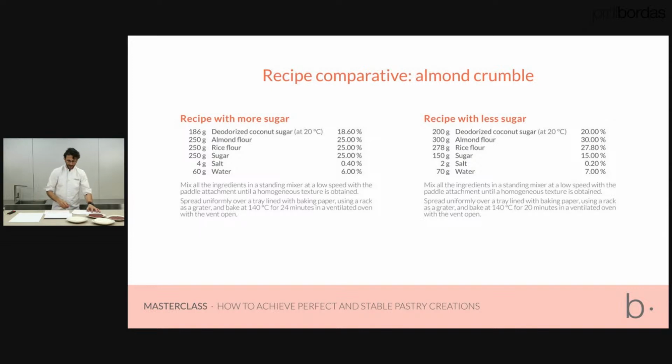And then another example, the recipe comparative, the almond crumble, the classic recipe, using 25% of sugar. In general what we do is 25% of sugar, 25% of butter, 25% of almond flour, 25% of flour. But nowadays this recipe, for me, is oversweet. And what we did here was to remove butter in order to have a lactose-free crumble. In that product it doesn't make sense, but you can use this recipe for other products.